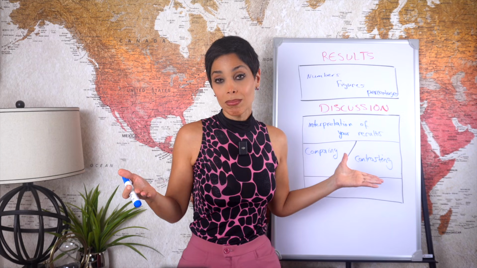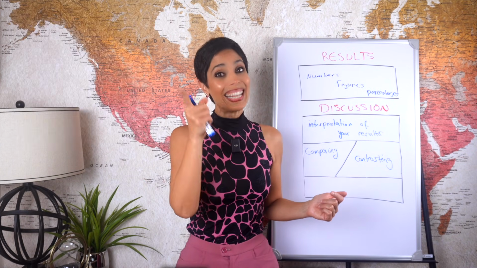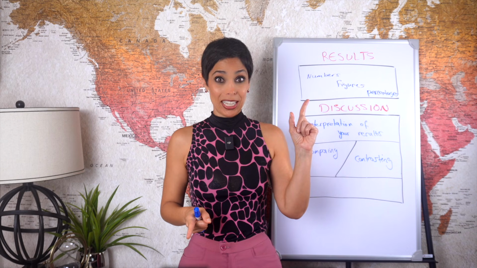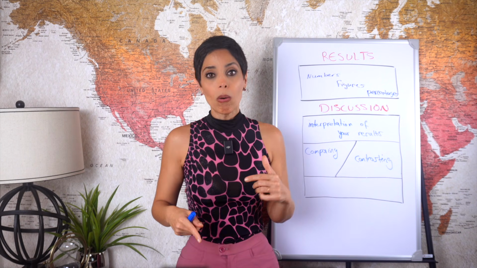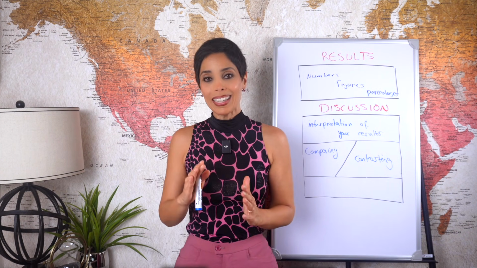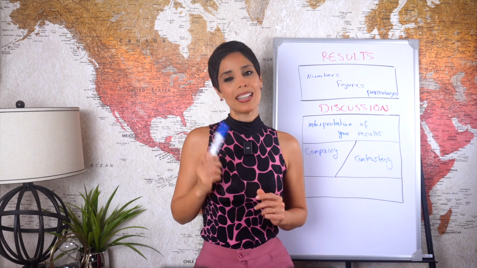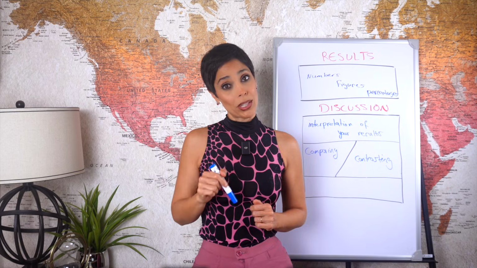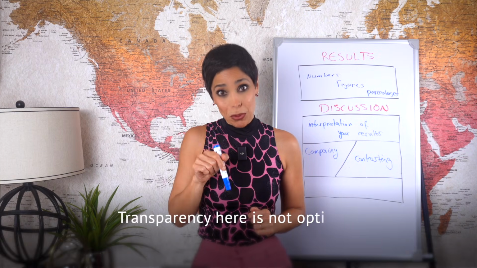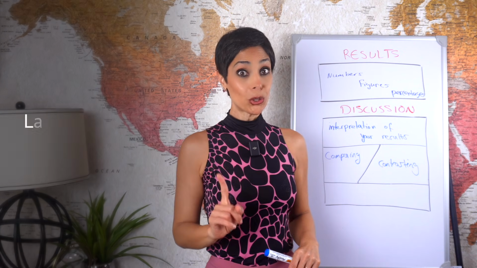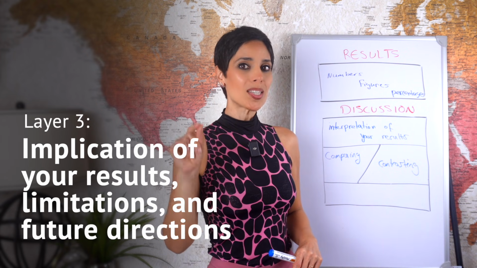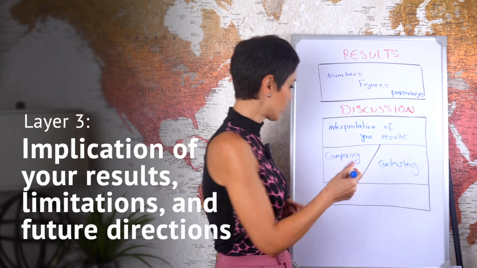Because if you don't, reviewers will catch you. They will assume either, first, you didn't do the literature review properly, or you're deliberately ignoring the conflicting evidence. Either way, that's an automatic downgrade and often a rejection. Transparency here is not optional, it's essential. Layer 3: implications of your results, limitations, and future directions.